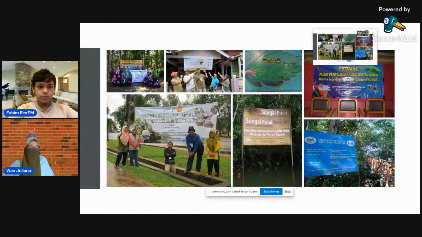So that experience, working as a consultant for the government, really brushed up my skill in how to balance between development and the sustainability and conservation of the mangroves. That's all.